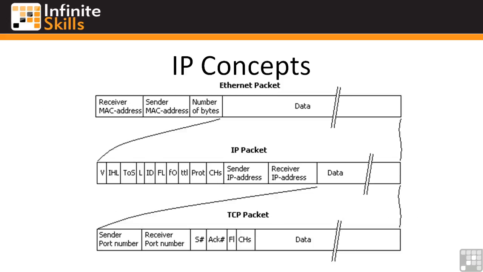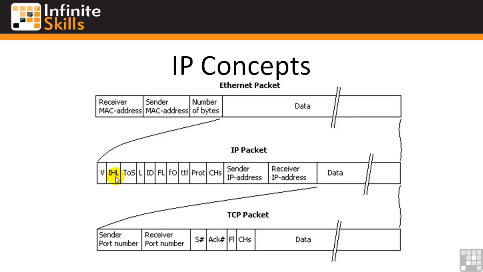And last but not least, we'll show you this lovely little picture. And this is a graphical representation of a layer 2, a layer 3, and a layer 4 packet. And you see, at layer 2, it's pretty simple. Receiver address, sender address, how many bytes are in the packet, and the data that's in the packet. This data inside this Ethernet packet, this layer 2 frame, if you will, is IP.